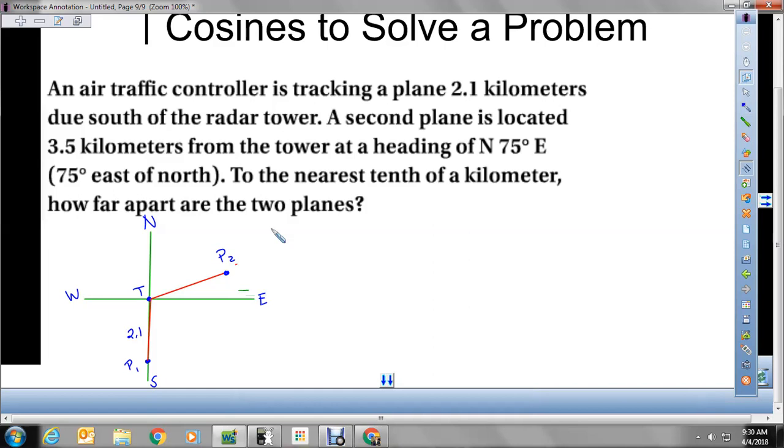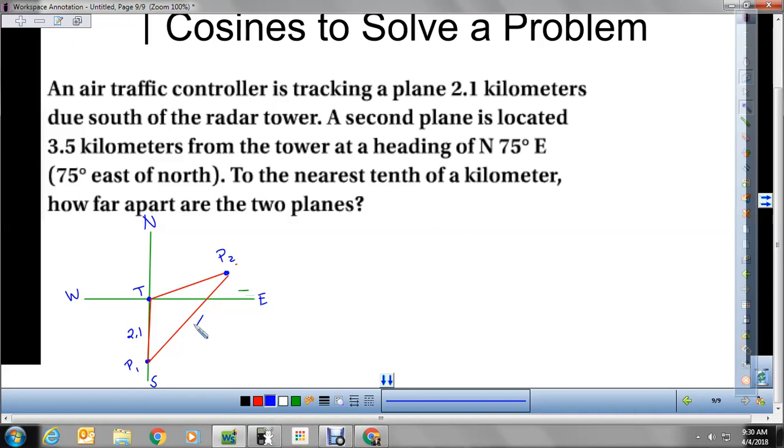So the question says, how far apart are my two planes? So we want to know what this is, our x. How far apart are these two? So let's take the information they've given us. This is 3.5. The 75 degrees here is, if I drew this line here from the north, this is the 75 degrees it's referring to. 75 degrees from the north towards the east.